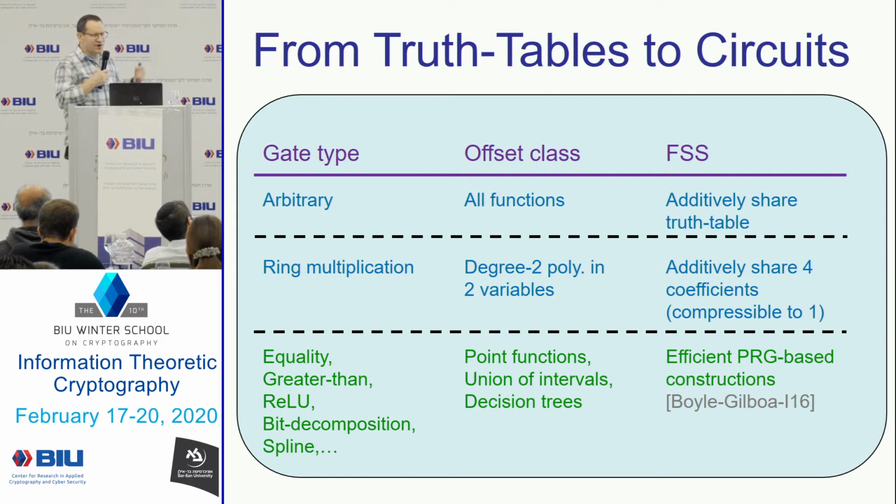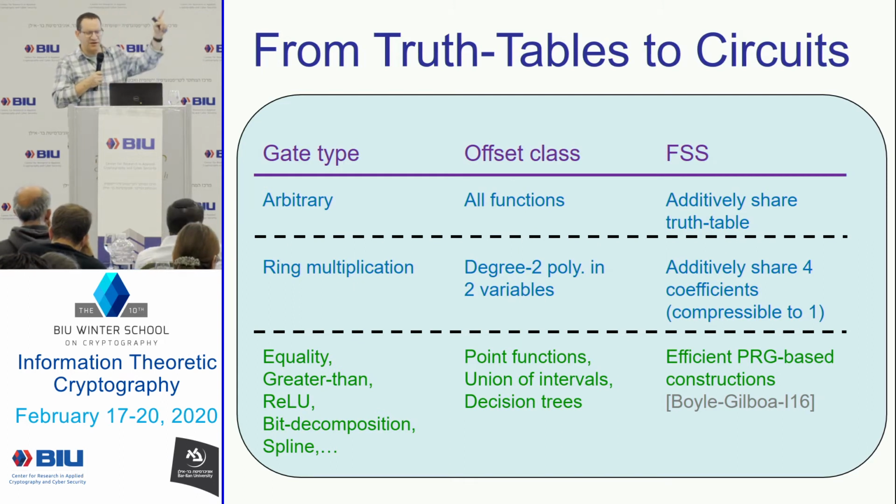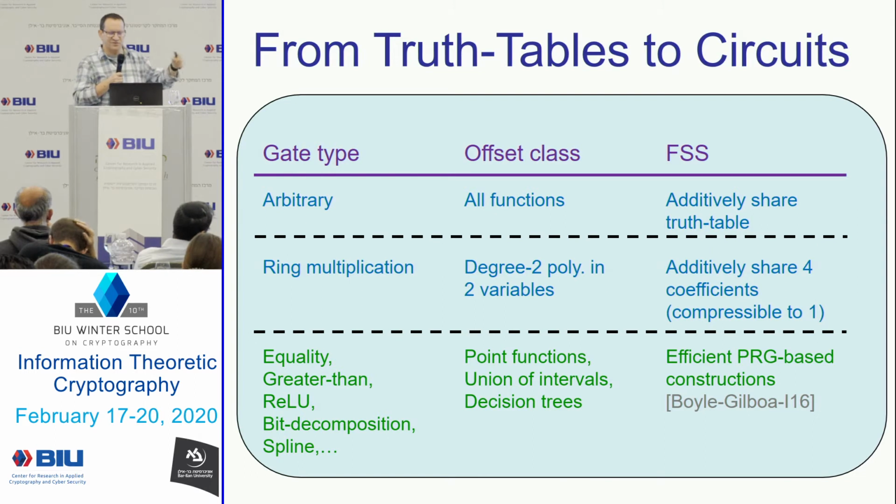The offset class, right, so ring multiplication just multiplies two ring elements. If you consider the offset class, it's just an arbitrary degree 2 bivariate polynomial. This polynomial has 4 coefficients, so we can secret share this polynomial by just separately secret sharing each of the 4 coefficients. That's an FSS for the class of degree 2 bivariate polynomials. And in fact, you can compress it using pseudo-randomness to just one element. All the rest are compressible. So random stuff that is independent, you can compress.